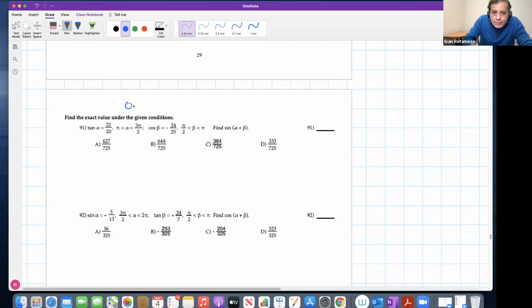This is in quadrant 3, right? And then they say that beta is between pi over 2 and pi, it's in quadrant 2, right? And they ask you to figure out what is sine of alpha plus beta. Well, remember, because of our formulas, this will be sine of alpha cosine of beta plus cosine of alpha sine of beta, right? And I explained to you guys, check what you are given, what you have.